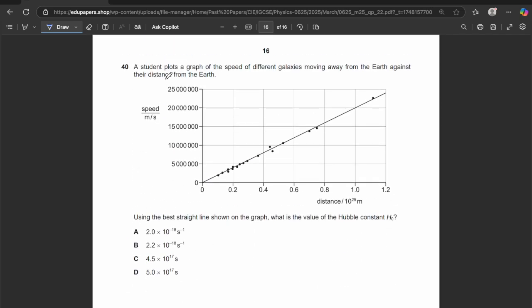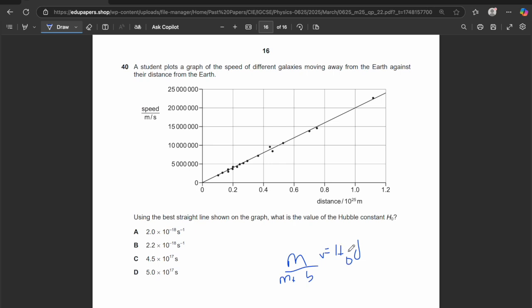And 40. A student plots a graph of the speed of different galaxies moving away from the Earth against the distance from the Earth. Using the best straight line shown on the graph, what is the value of the Hubble constant? Well, we have to know the equation. V is equal to H naught D. So H naught is just meters per second divided by meters. So the unit is just per second, right?